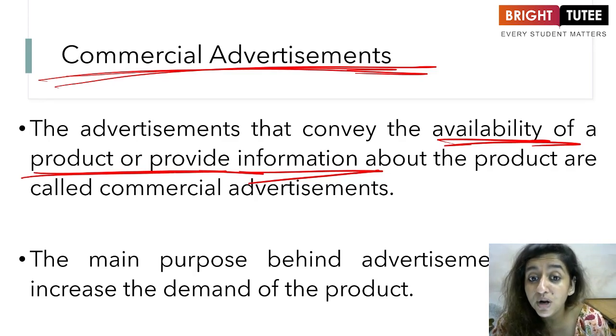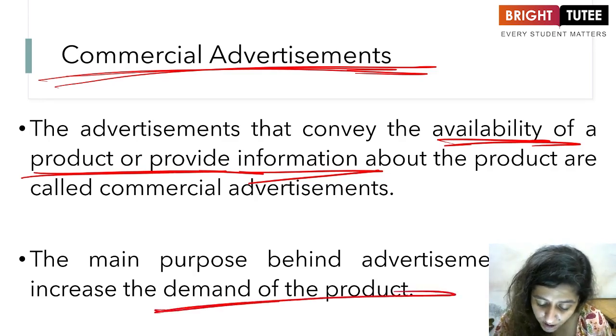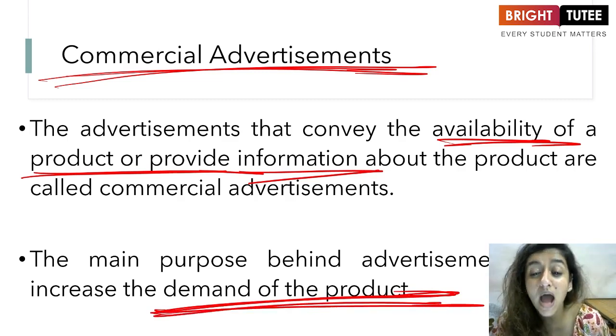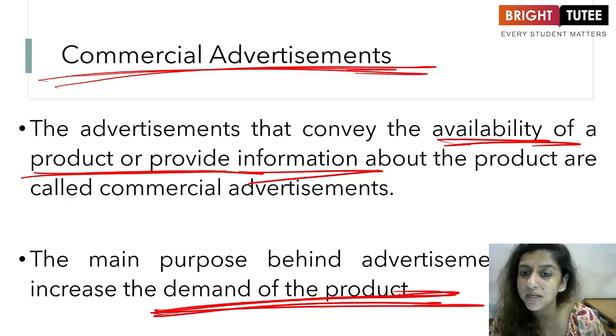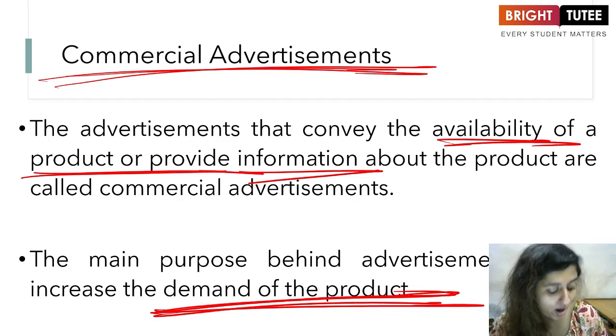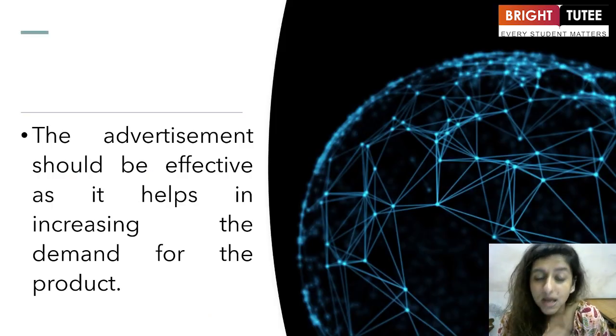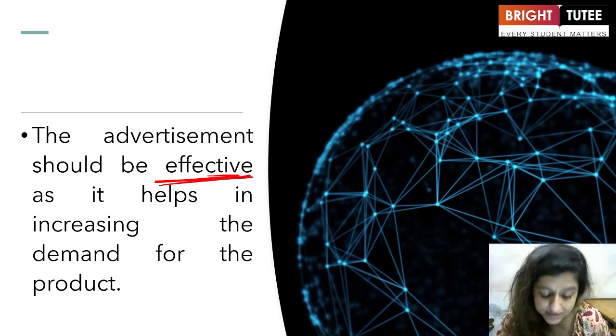What is the main purpose behind this? The demand of the product. I want my product to be consumed. Talking about very small things that you might be consuming, your Horlicks, Bournvita, Fruity, cold drinks, or for that matter all these oats and cornflakes, all of these are being shown to you, being commercialized, to increase the demand of the product. Now, the advertisement should be effective, as it helps in increasing the demand of the product.